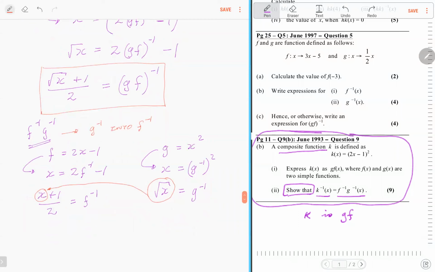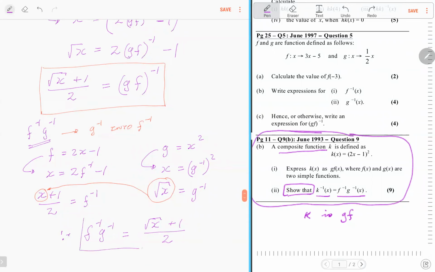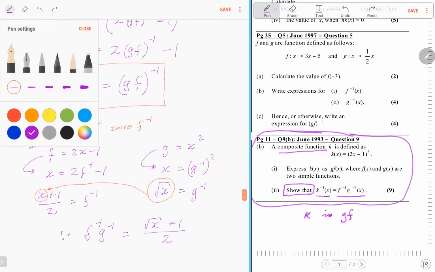So we can write it now. We can say therefore, f to the minus 1 of g to the minus 1 is, remember now, you're going to put this over here. And so it becomes the square root of x, where the x was, put by the plus 1 and divide by the 2. And this now in the box is our f to the minus 1 of g to the minus 1.